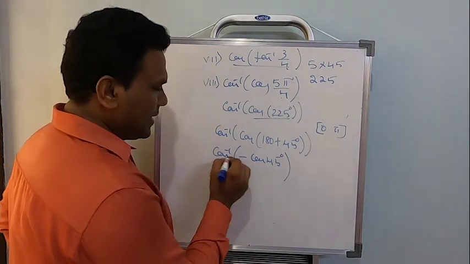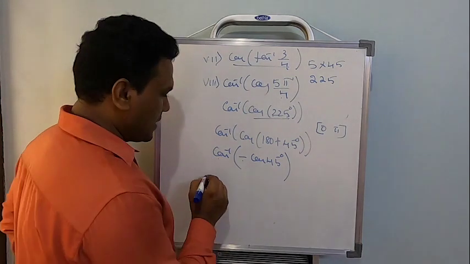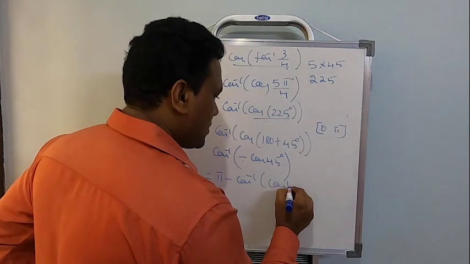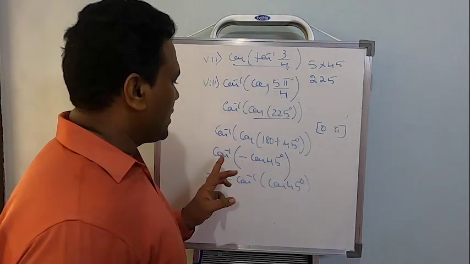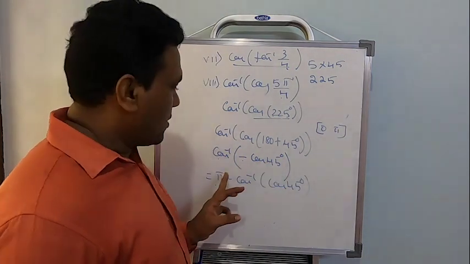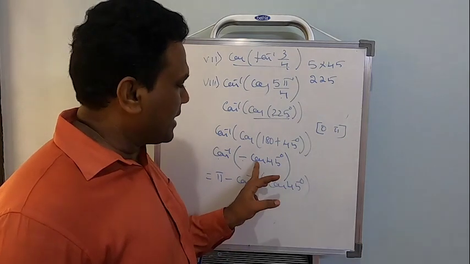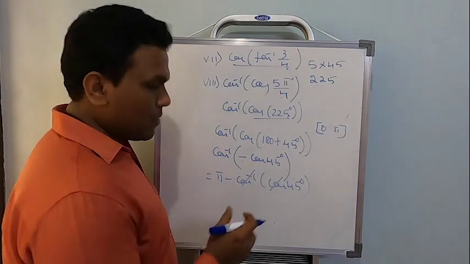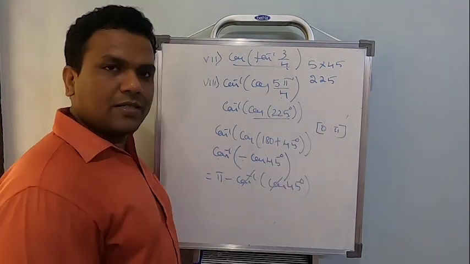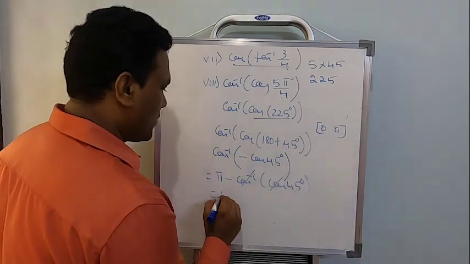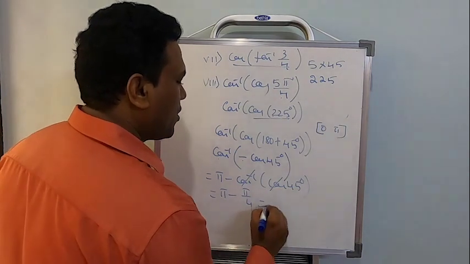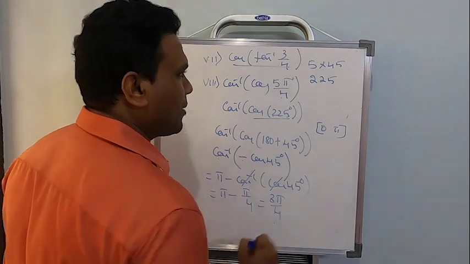Now a negative sign is coming inside the inverse ratio. Apply the property: pi minus cos inverse cos 45. This is just like cos inverse of minus x is pi minus cos inverse x, where x is cos 45. Now you can see I can eliminate cos inverse and cos because 45 degrees is an angle between 0 and pi. So pi minus 45. If I want it in radians, pi minus pi by 4, so the answer is going to be 3 pi by 4.